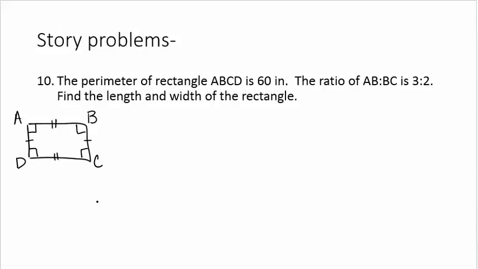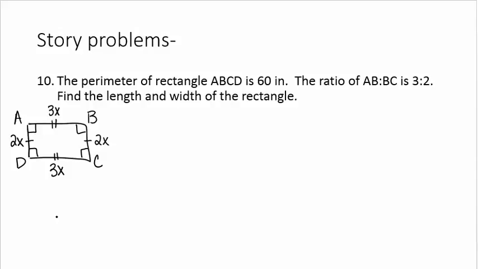Now we have the ratio of AB to side BC is 3 to 2. So AB would be 3 parts, BC would be 2 parts. And since we know that opposite sides are congruent, we have 3x and 2x for sides CD and DA. The perimeter is 60. That's going to help us solve for x.